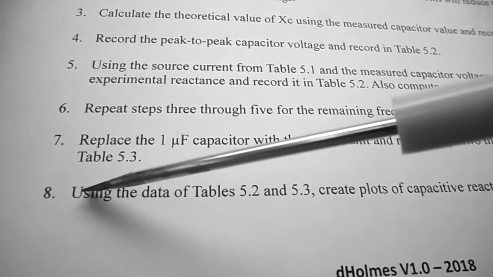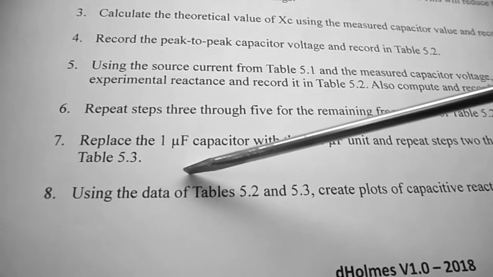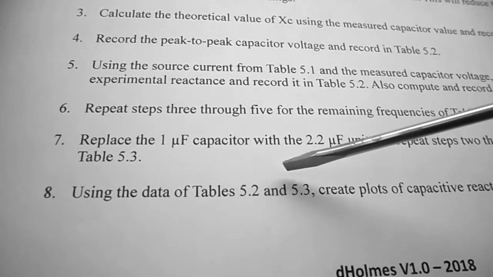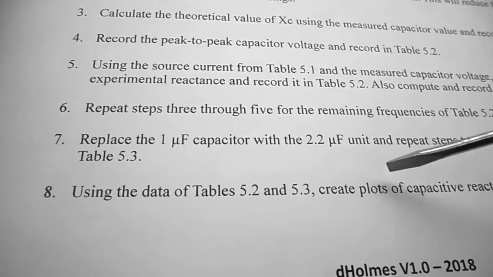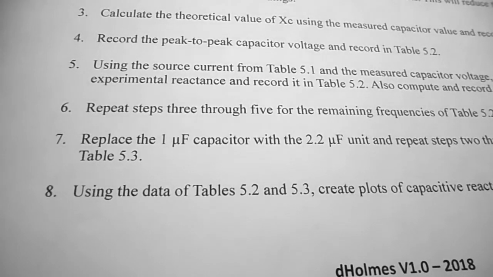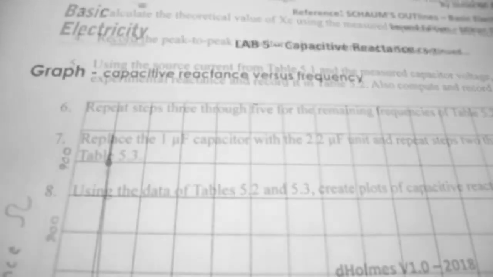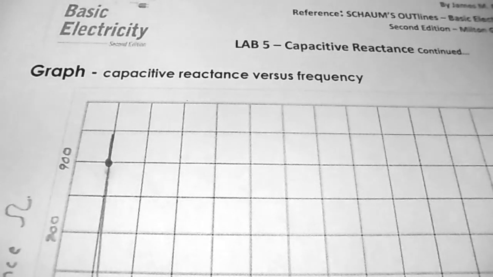In step 8 of the procedure, we're going to be using the data of tables 5.2 and 5.3 to create plots of capacitive reactance versus frequency. So to plot capacitive reactance versus frequency, I'm going to use my graph paper in the portrait mode. So this is what your finished graph should look like.